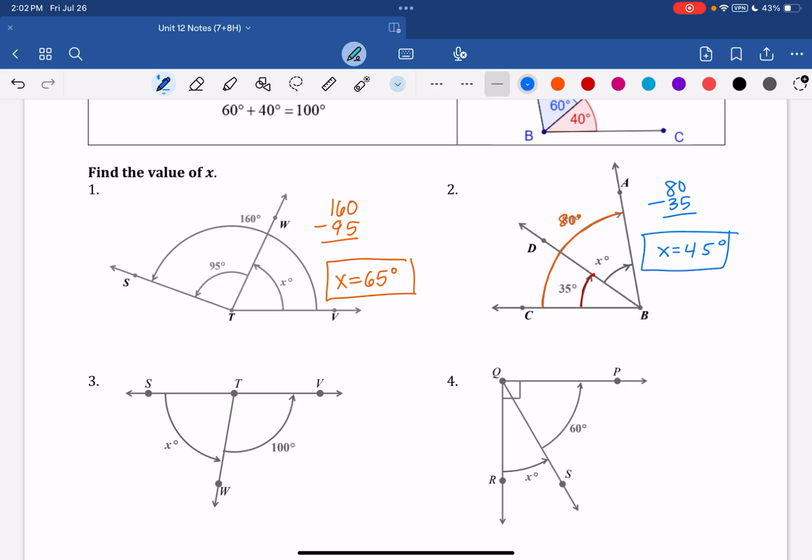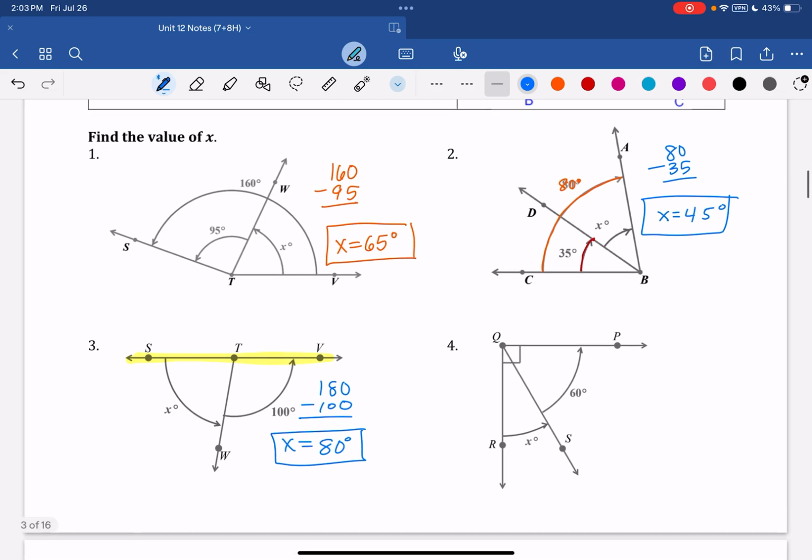This one doesn't tell us what the whole big angle is, but that's a straight line. When we have a straight line, that's 180 degrees. So 180 minus 100 would give us x equaling 80 degrees. Here we have that right angle in the corner, so we know those are going to be complementary. So we're going to do 90 minus 60 to give us 30.